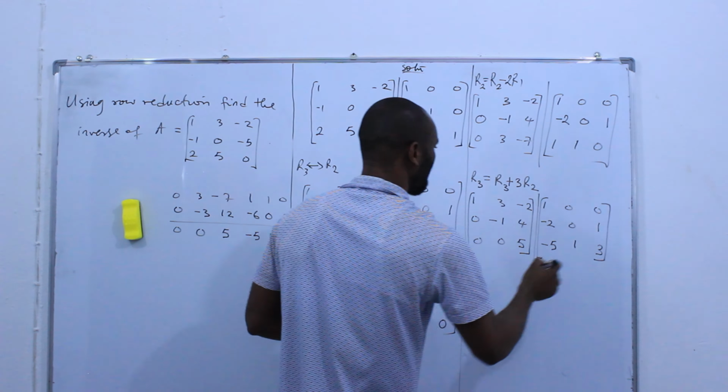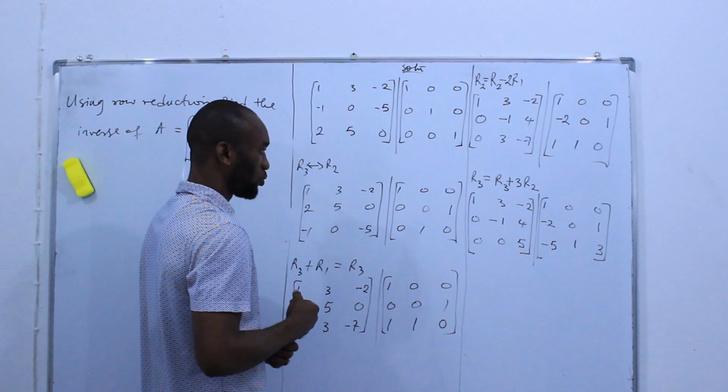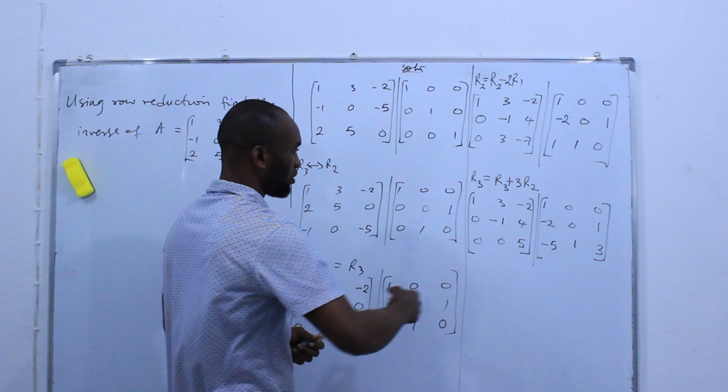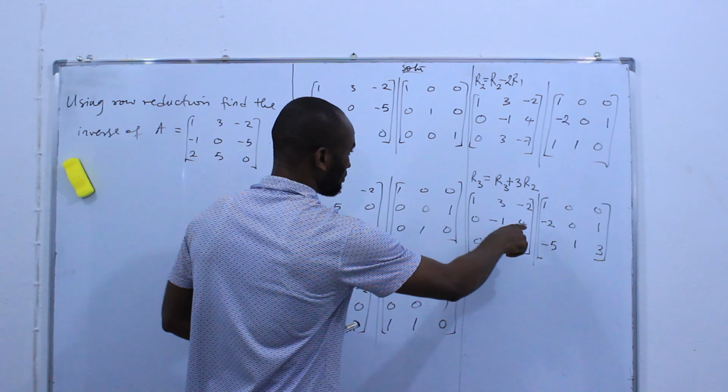The next step is to take care of this one. I'm going to take care of this, and then that one. Okay? Now, what do we have there? To take care of this one, first of all, let me say I'm going to divide. I want to do this.